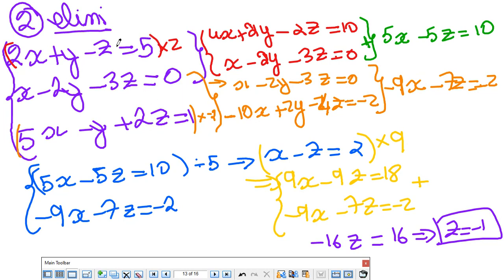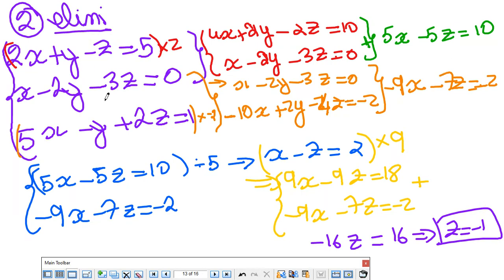When I add the first two equations, I will get another equation. And then when I eliminate from the second two equations, I will get another equation. Those two equations will form a new system. So let's do it together.